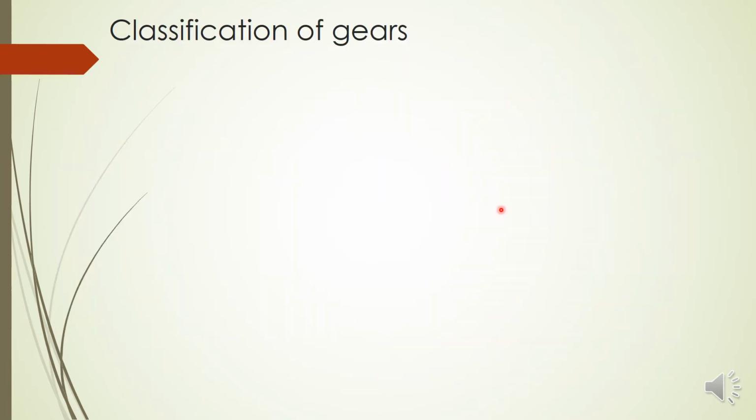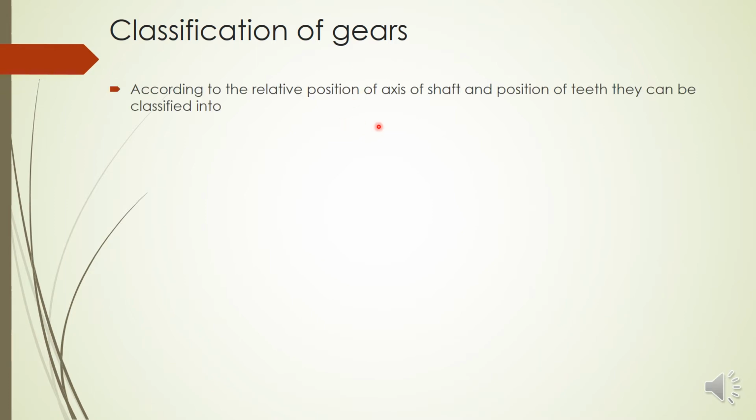Now we can see the classification of gears. Based on the position of the axis of the shafts to be connected and the position of the teeth, we can classify gears into 5 categories. What are they? We have spur gear, helical gear, bevel gear, worm gear, and finally rack and pinion. We have to study these 5 gears, their advantages, disadvantages and applications. First we will go for the spur gear.